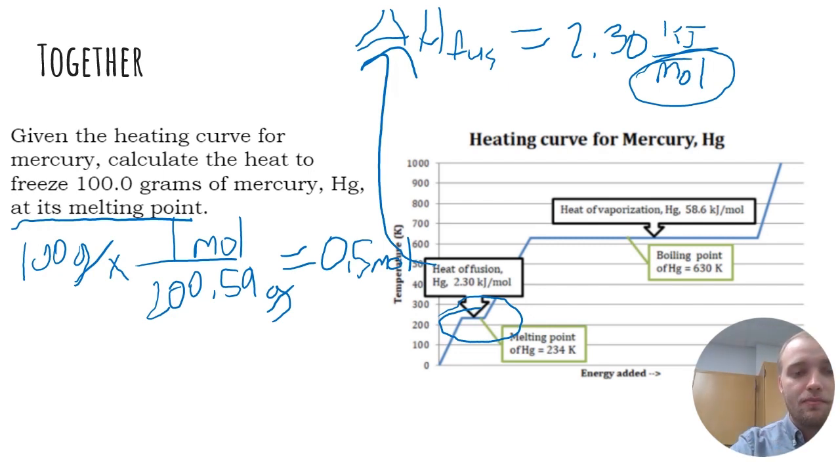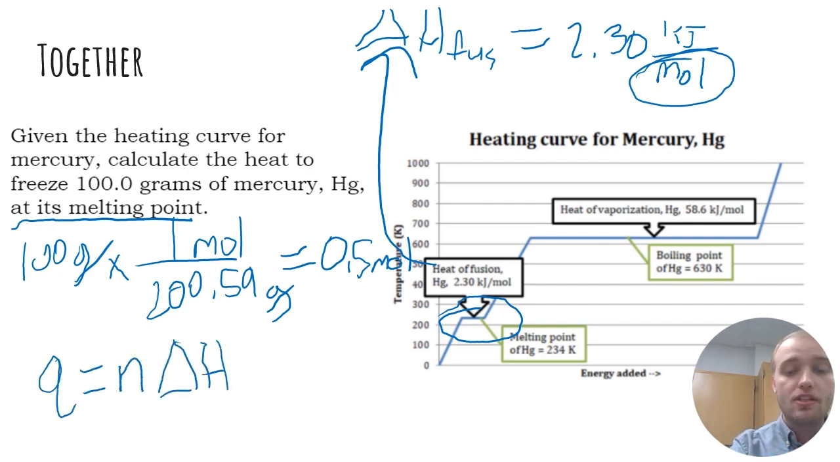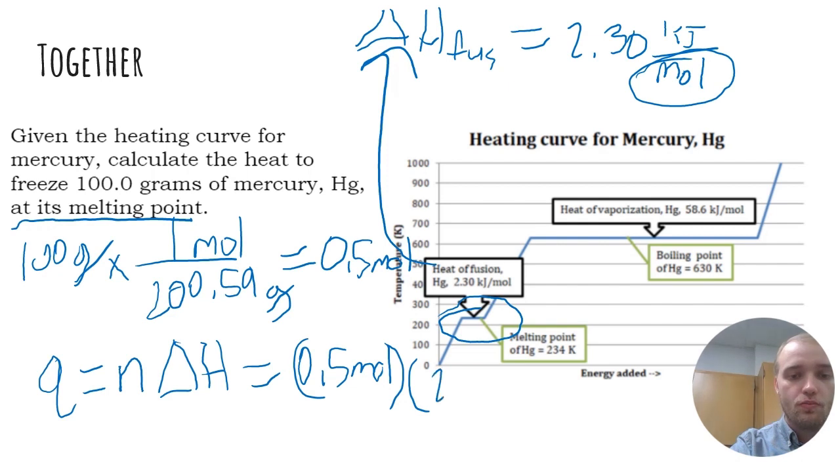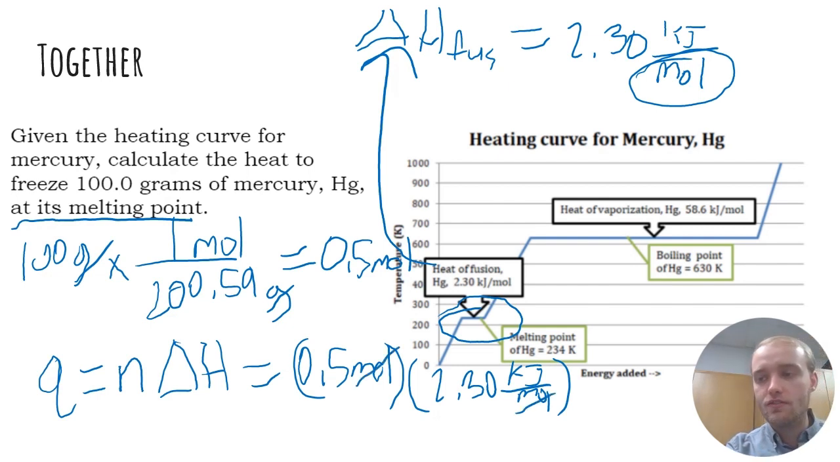And so I'm now going to plug this into my new equation, Q equals N delta H, because I was given moles and I was given a delta H of fusion. So that's going to be equal to 0.5 moles times 2.30 kilojoules per mole. Moles cancel. And if I do the calculation, I get roughly half of 2.3, so that would be 1.15 kilojoules.